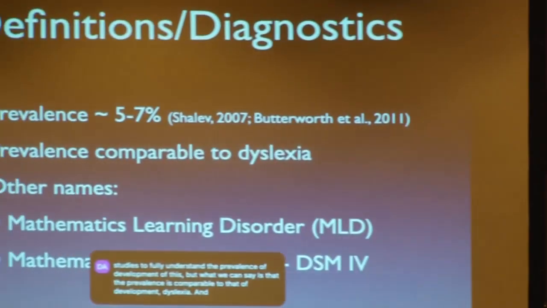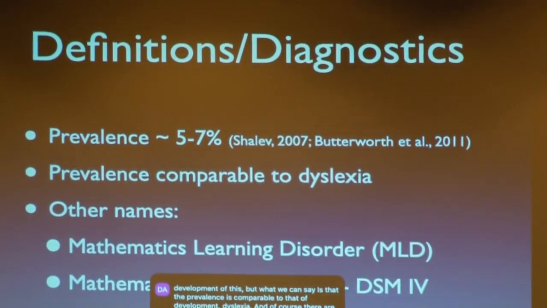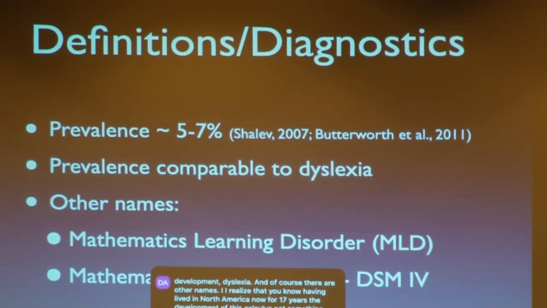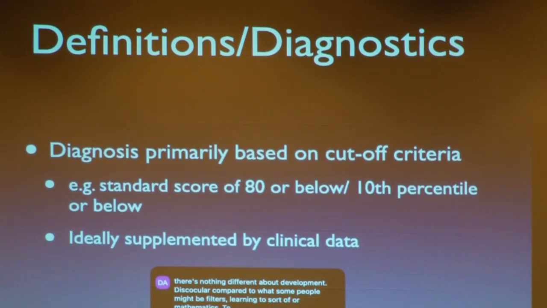And of course, there are other names. Having lived in North America now for 17 years, I realize that developmental dyscalculia is not something that is commonly used in either Canada, where I live, or in the United States. So there are other names, such as mathematics learning disorder. And in the previous iteration of the DSM, the DSM-4, it was called mathematics disorder. So these are essentially interchangeable terms. There's nothing different about developmental dyscalculia compared to what some people might refer to as mathematics learning disorder or mathematics disorder. Now, how do we go about diagnosing developmental dyscalculia?